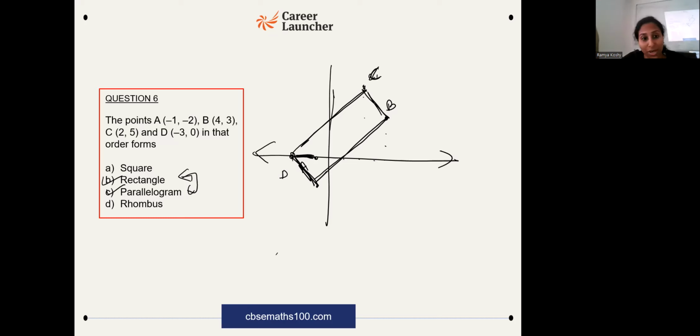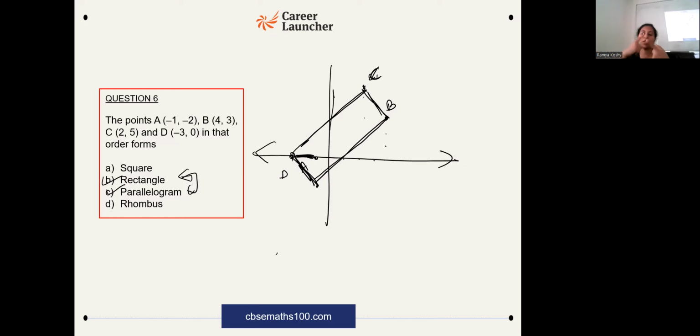That is a long way of doing it. Yes, ma'am. And it will become much longer than drawing the figure for a 1 mark question. But if it comes as a long answer question, of course you need to do it this way. If they just ask you to verify whether it's a parallelogram, don't use the distance formula at all. You just use the midpoint formula.